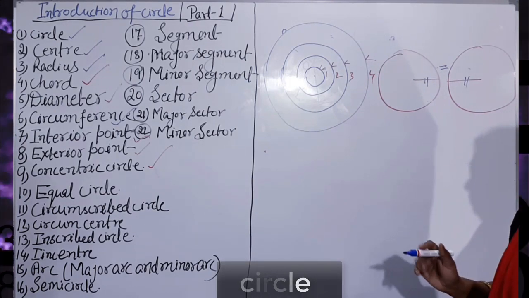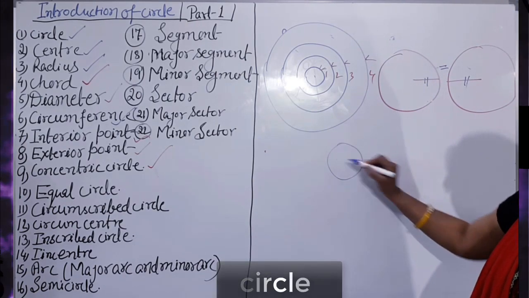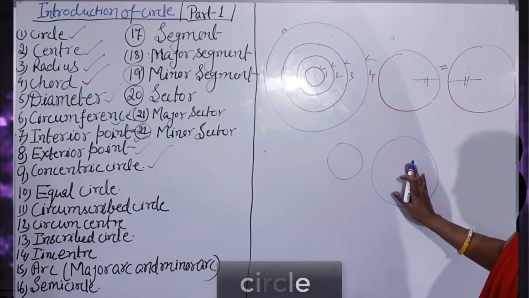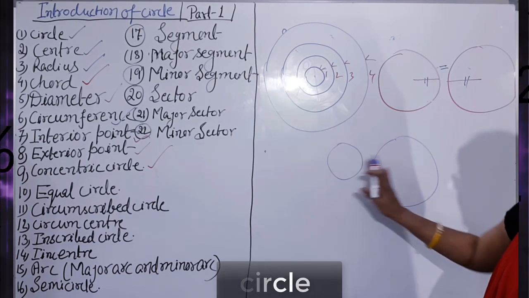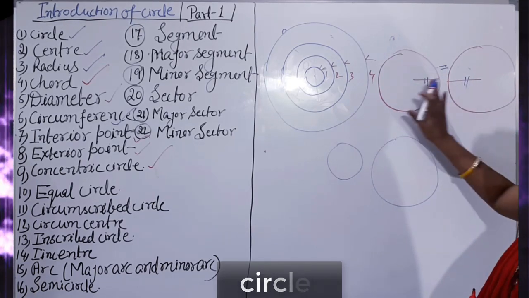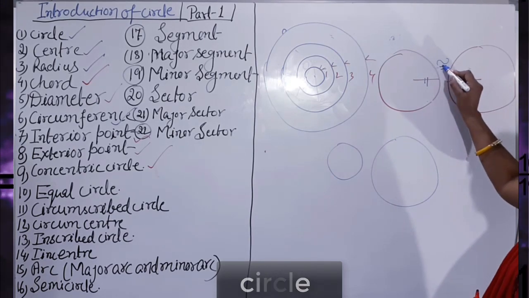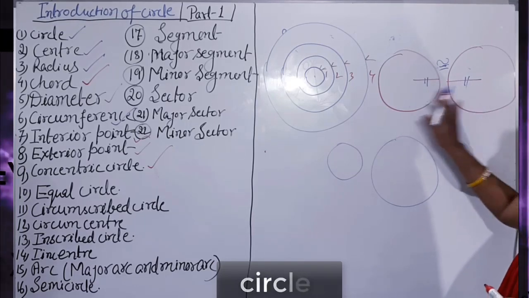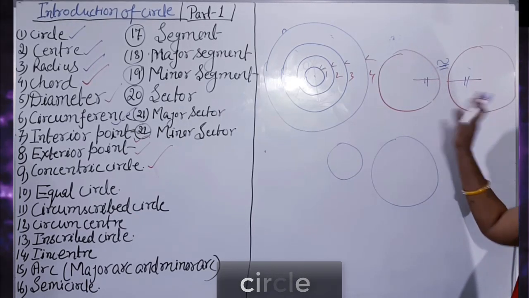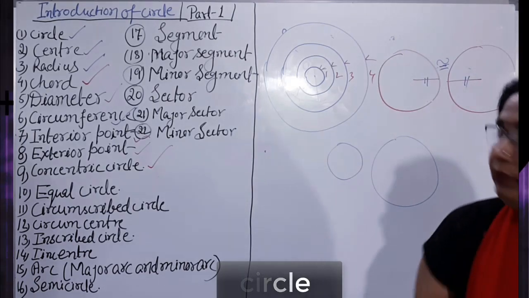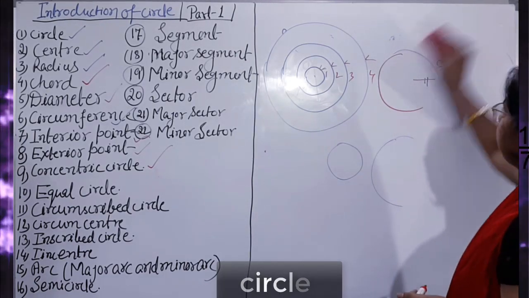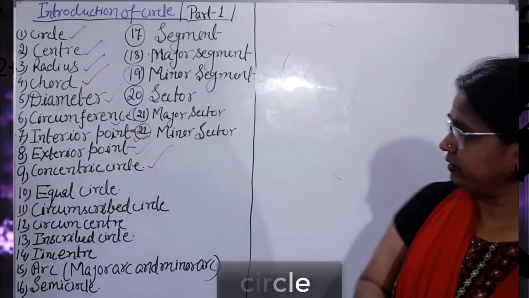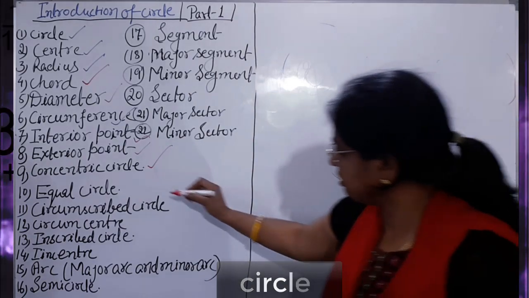Similar we cannot say, because similar means only equal in shape but not in size. And if shape and size both are equal, that is congruent and equal. That means both radii are same. That means both are equal circles. In geometrical language, both are congruent. Now concentric circle is clear. Your concentric circle, equal circle also clear.